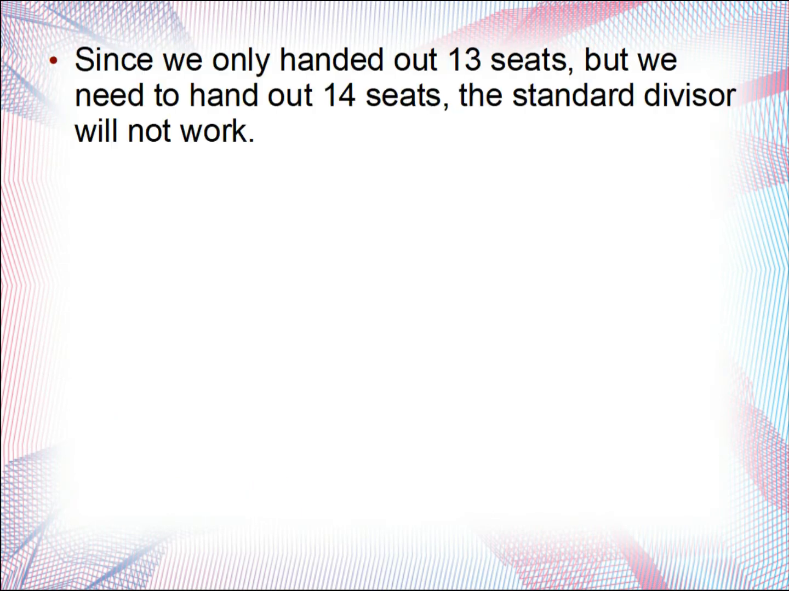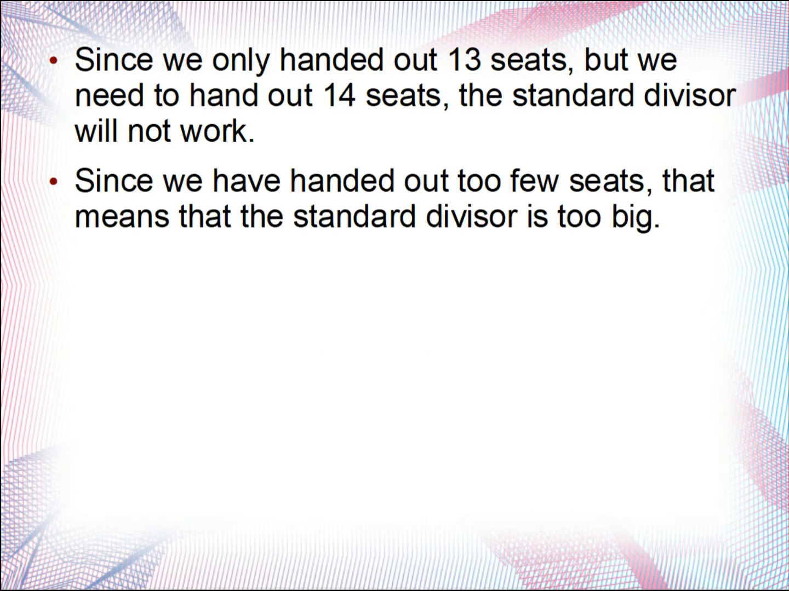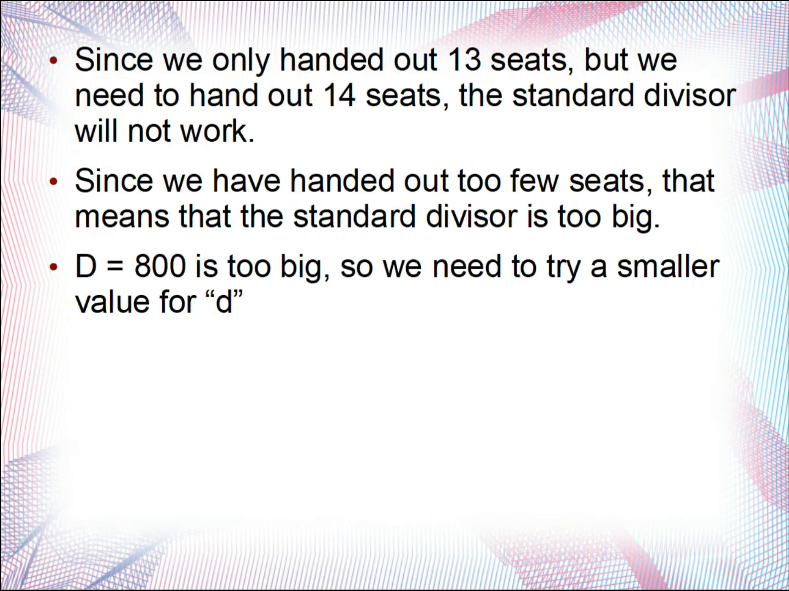So since we only handed out 13 seats, but we need to hand out 14 seats, the standard divisor will not work. So since we handed out too few seats, that means the standard divisor was too big, because it is backwards from how you would like it to be. If we have too few seats, divisor is too big. So since d equals 800 is too big, we need to try a smaller value for d.